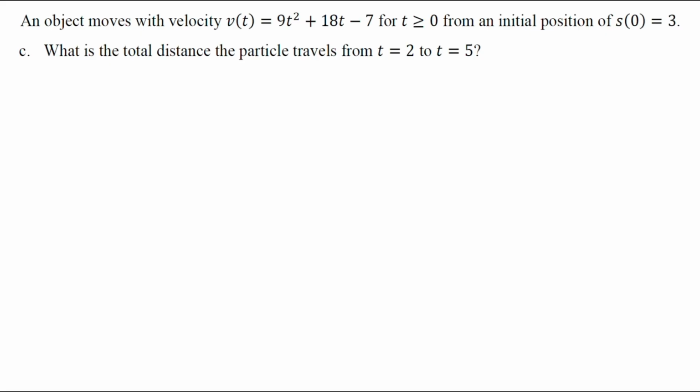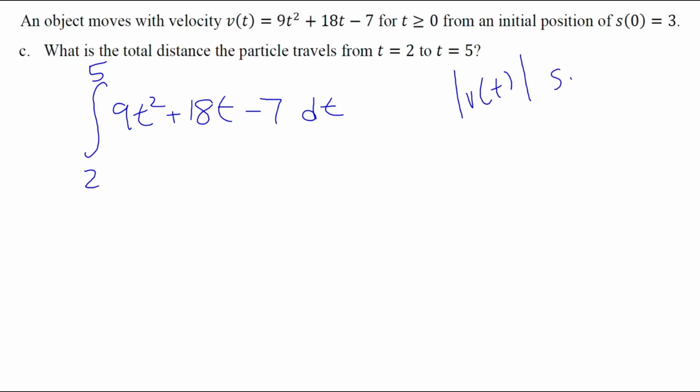And for this last one here, we want the total distance that is traveled from t equals 2 to t equals 5. Since we knew that the velocity was always positive here, we don't actually have to take the absolute value of this function. We can just integrate our velocity function from 2 to 5, 9t squared plus 18t minus 7 dt. Normally, the absolute value of velocity is speed, and its integral gives us the total distance traveled.